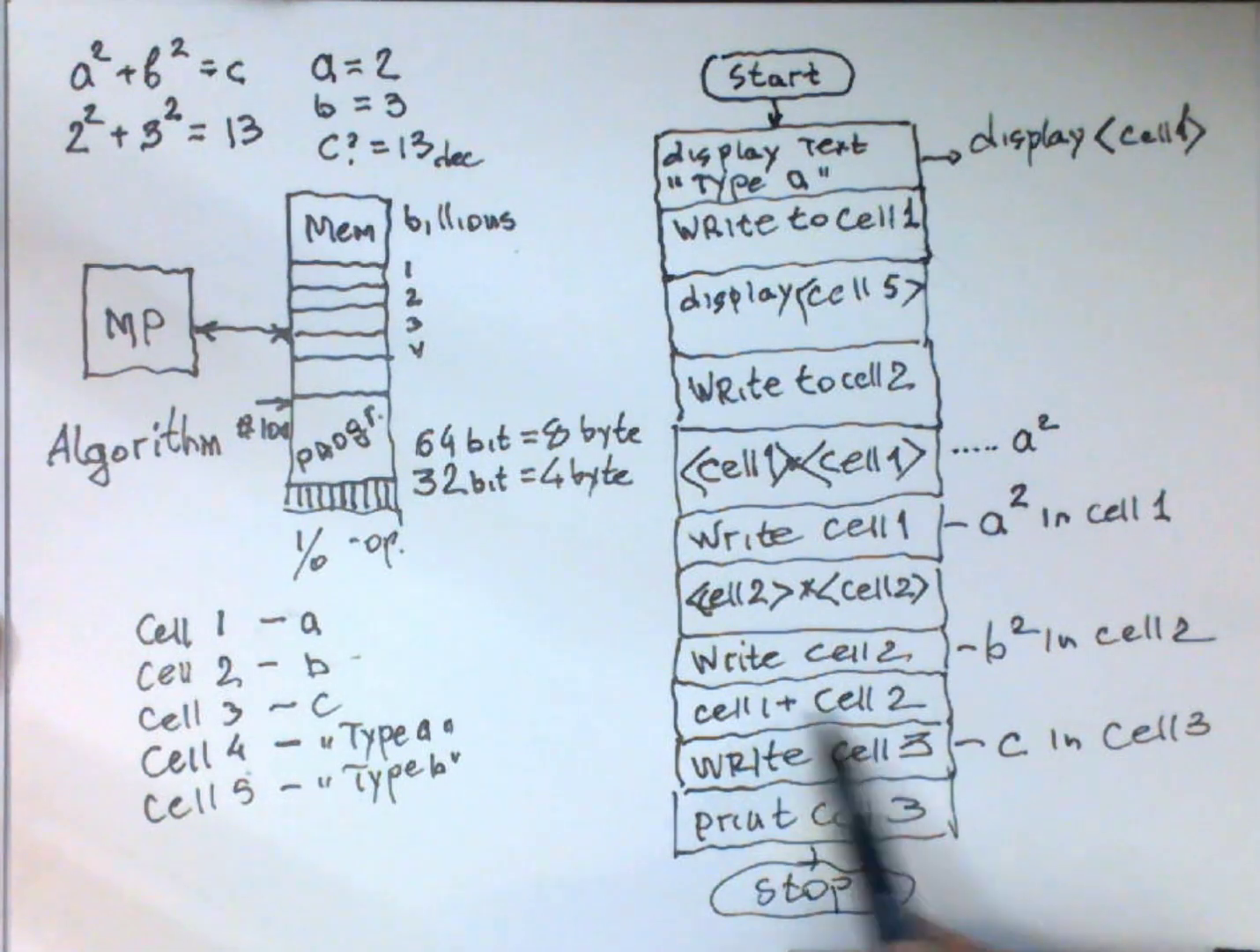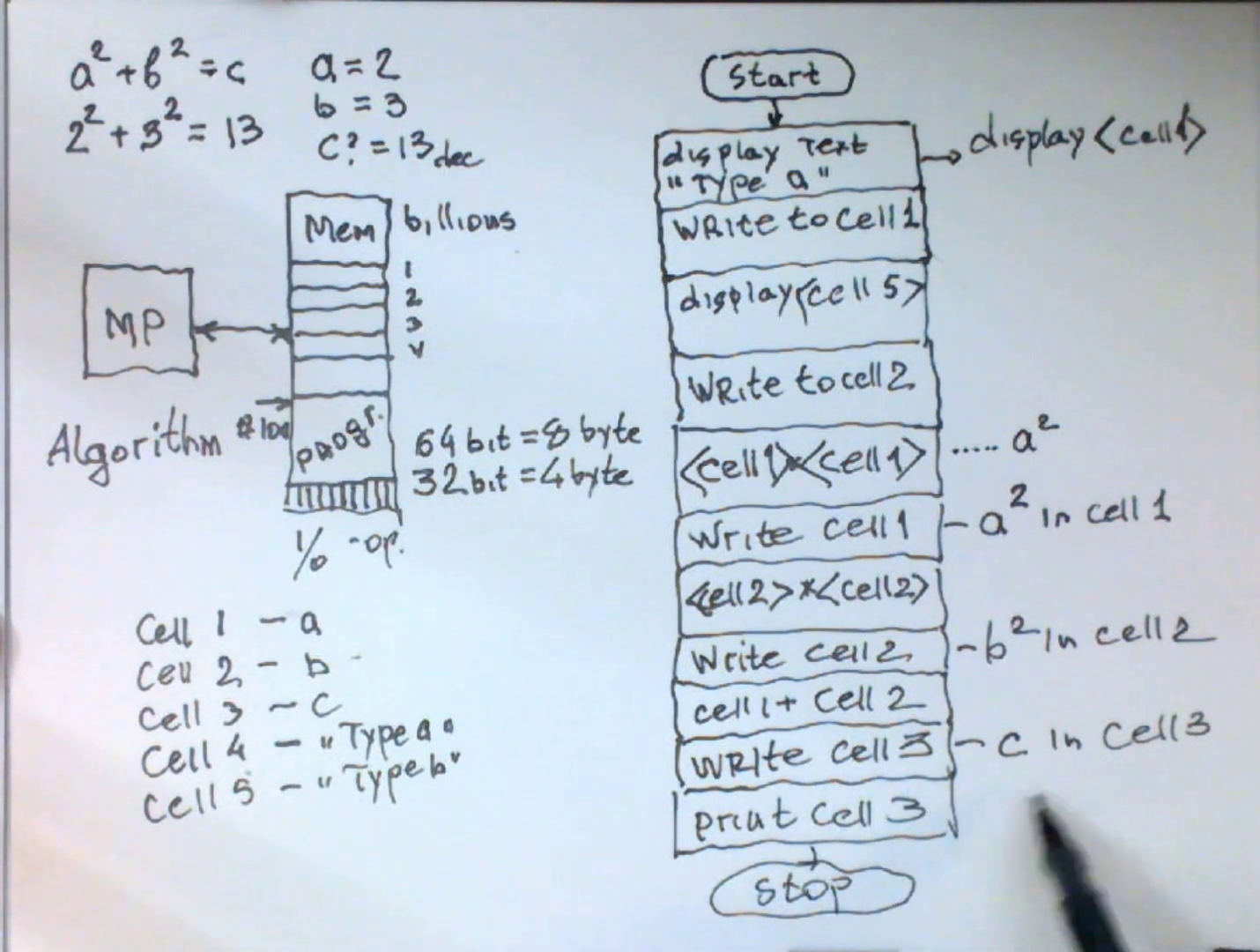Then I need to add cell number 1 and cell number 2. So that will be A square plus B square. And then write the result into cell number 3. C will be in cell 3. Then the command is print cell 3 and then stop.